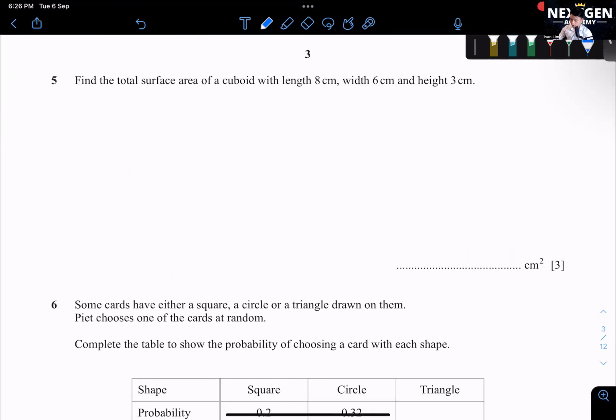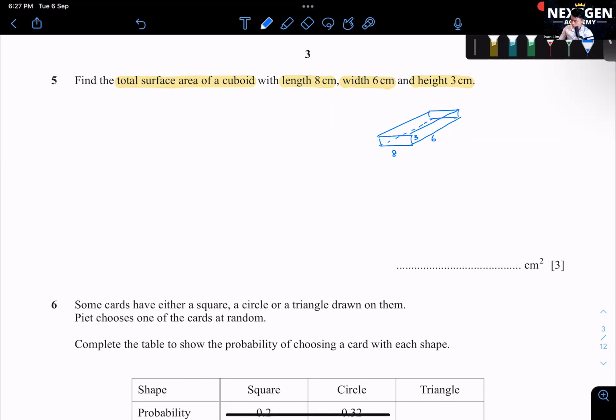All right, find the total surface area of a cuboid with length 8 cm, width 6 cm, and height 3 cm. Number 1, you all need to know what is a cuboid. So cuboid is like this. So draw it out first. So I got 8 cm, height 3 cm, and then width 6 cm.